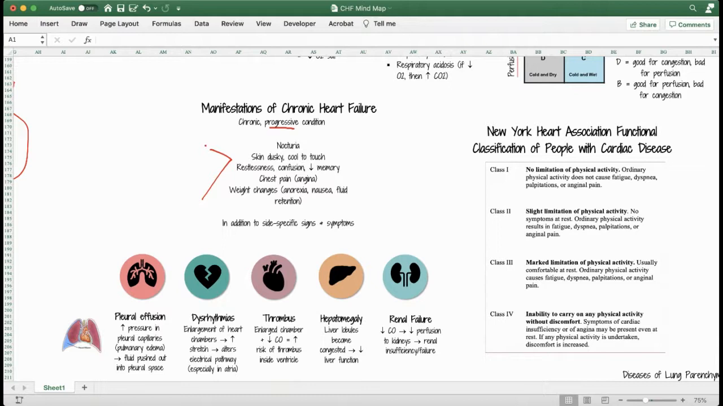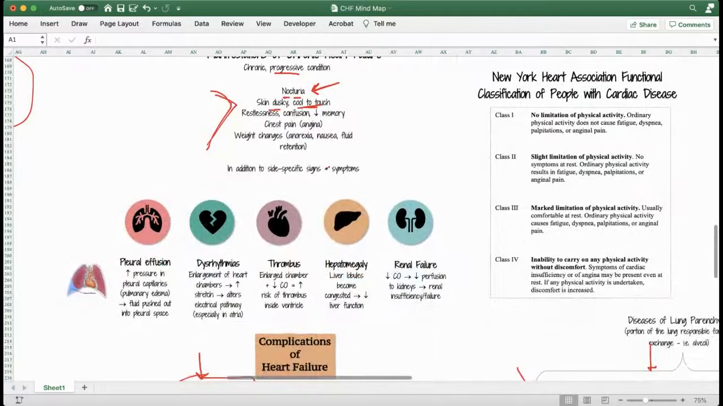And all of these things that we're looking at are things that we can monitor to keep an eye on that heart failure. One of the things is nocturia. So this is getting up to pee a lot at night. You've got dusky skin, cool to the touch, just because you're not getting enough. Cardiac output is low, right? Restlessness, confusion, and a decreased memory.